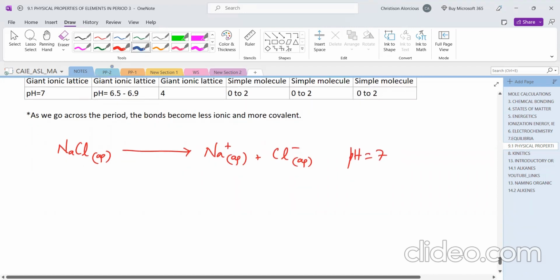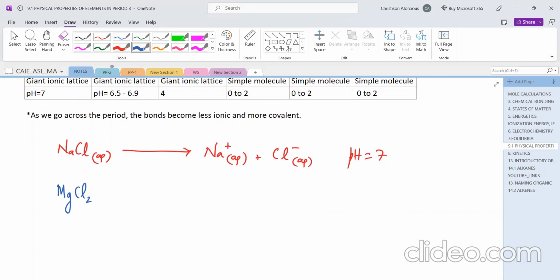Magnesium chloride seems to follow that trend almost. A very simple reaction: magnesium chloride when dissolved in water produces the Mg2+ ions and two Cl- ions. The ionic lattice is broken down by water, and the ions get hydrated. But if this were the same as the sodium chloride case, the pH of this one should have been 7.